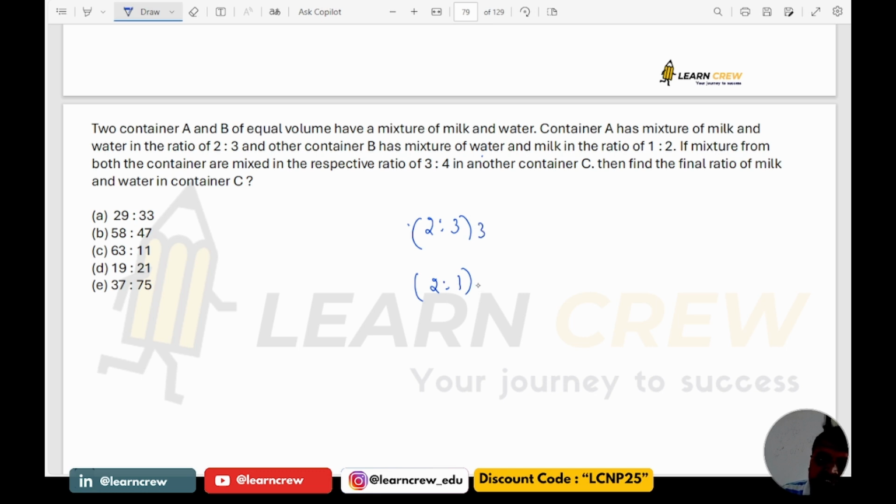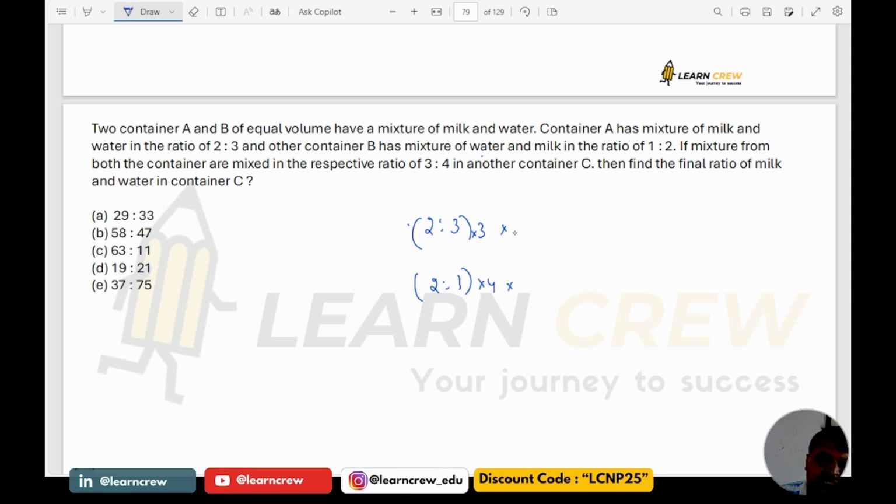It is 3 parts, it is 4 parts. So what I am doing is to make them equal. What I am trying to do here is multiply with 3. It is 3. How much is it? 5.